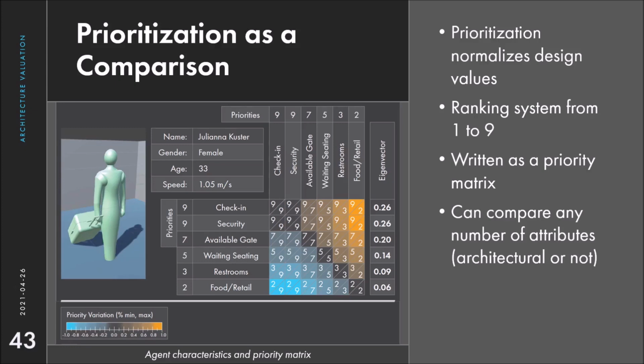A common approach is the method of prioritization. This is a judgment analysis technique that allows us to compare a wide range of values relative to each other, one-to-one. Prioritization works by ranging subjective attributes on a scale from 1 to 9, which are compared in a matrix and normalized using eigenvectors.